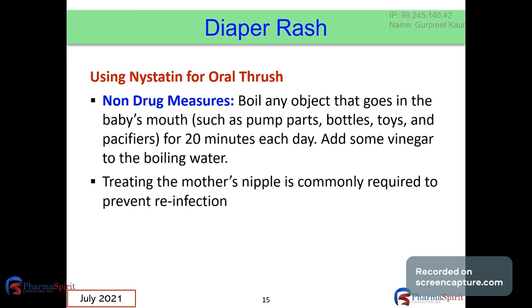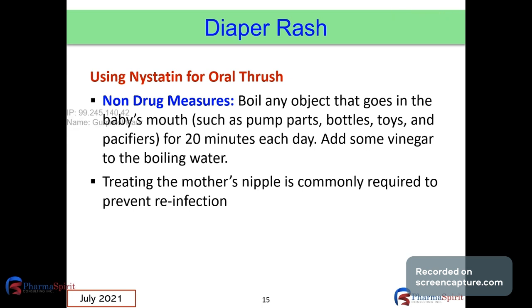And we need to treat the mother's nipple. This is commonly required in babies who have oral thrush. So you may find the mother coming and asking, why do I have to be treated? I don't have any symptoms. Why did the doctor prescribe some antifungal for the nipple? Well, that's because the baby has oral thrush. And when the baby latches on the nipple to feed, the mother can get infected and she may not even see the infection. And then this can cause reinfection to the baby.